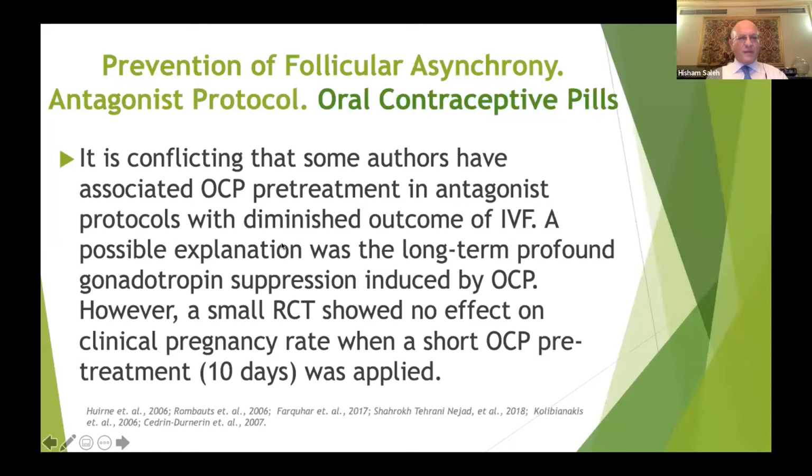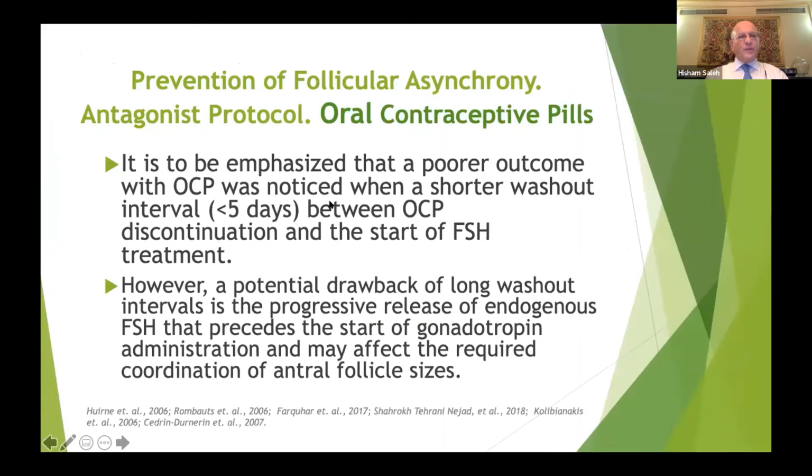A possible explanation was the long-term profound gonadotropin suppression induced by oral contraceptive pills. However, a small RCT showed no effect on clinical pregnancy rate when a short oral contraceptive pill treatment, 10 days, no more, was applied. It is to be emphasized that a poorer outcome with pills was noticed when a shorter washout interval, less than 5 days, was used between the oral contraceptive pill discontinuation and the start of FSH treatment. So another important point is to be strictly adherent to the 5-day washout period.